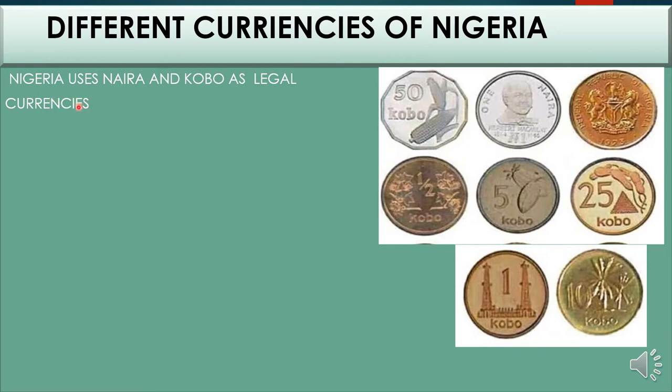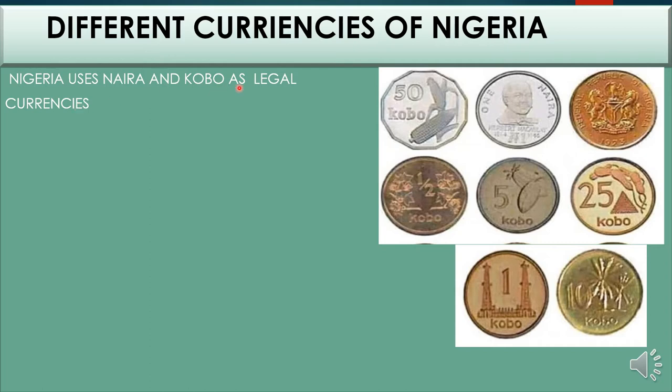So that means anywhere you go in Nigeria to buy, you use what? Naira or Kobo. But right now in the country, we no longer use Kobo for some economic reasons. So right now we are using the Naira, which is in note form. But we are going to take a look at what the Kobo coin looks like.